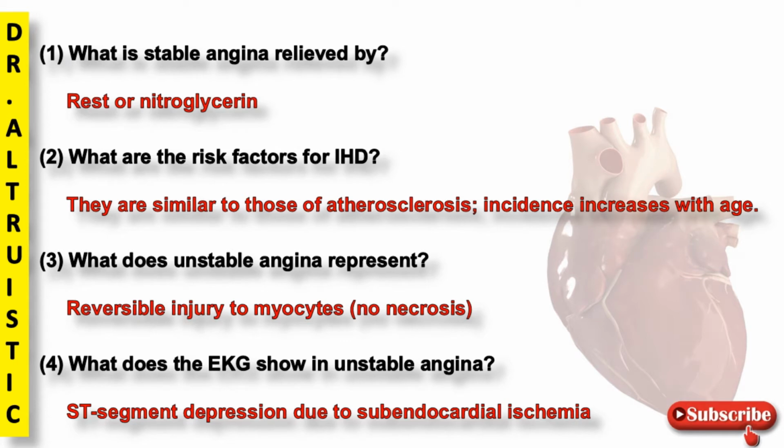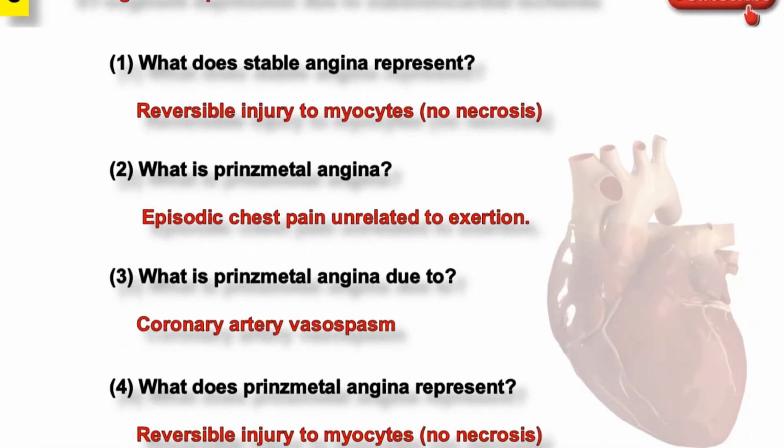1. What is stable angina relieved by? Rest or nitroglycerin. 2. What are the risk factors for IHD? They are similar to those of atherosclerosis, incidence increases with age. 3. What does unstable angina represent? Reversible injury to myocytes, no necrosis. 4. What does the EKG show in unstable angina? ST segment depression due to subendocardial ischemia.